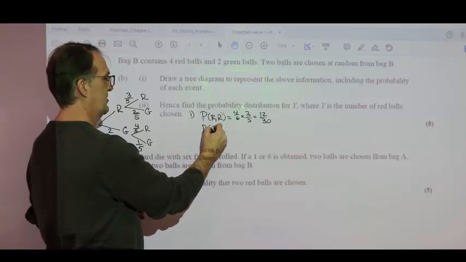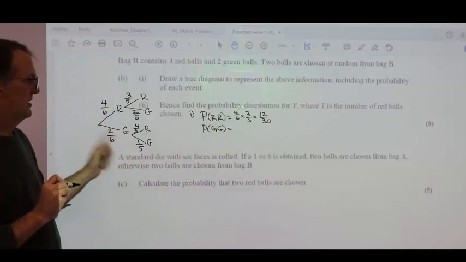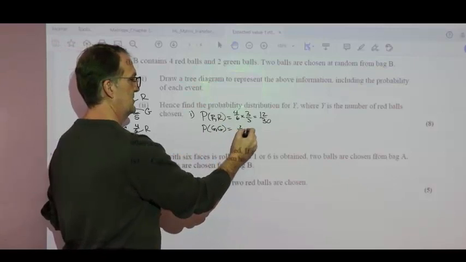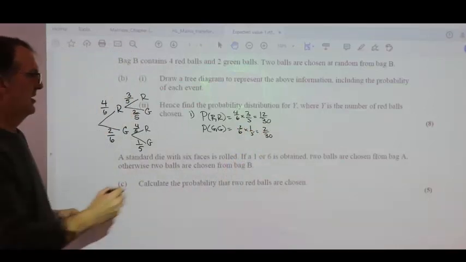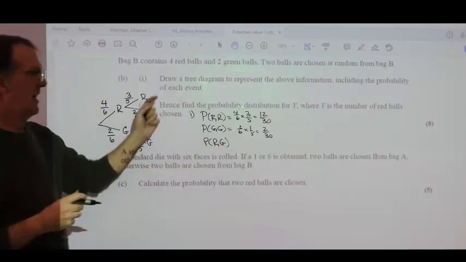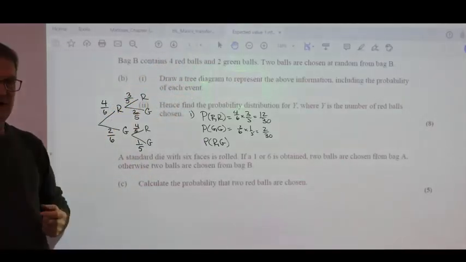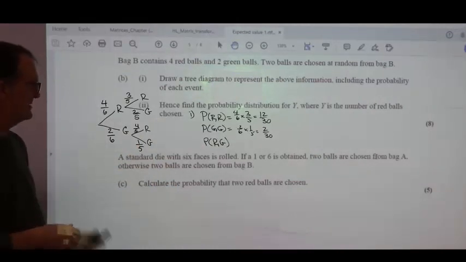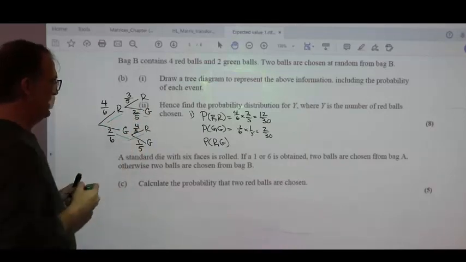The probability of, and I'm going to do this slightly out of order, but green and green is 2/6 times 1/5, 2/30. The probability of red and green, and notice they don't distinguish about the order. So it's just a matter of, did I get a red or a green? And so there's 2 ways of doing that. Red first, green second, green first, red second.